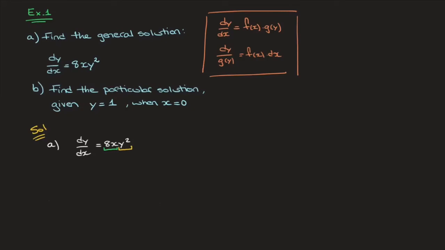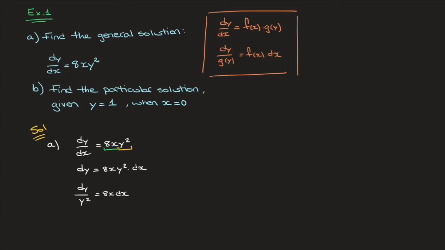If I do it in steps, I could start by multiplying both sides by dx. So that would be dy equals 8xy squared times dx. And then if I divide both sides by y squared, that would lead to dy over y squared equals 8x dx. Now we see quite clearly that we've separated the variables. All of the y's are on the left-hand side and all of the x's are on the right-hand side. So we integrate the left-hand side with respect to y, and we integrate the right-hand side with respect to x.